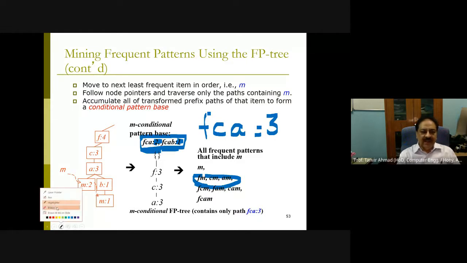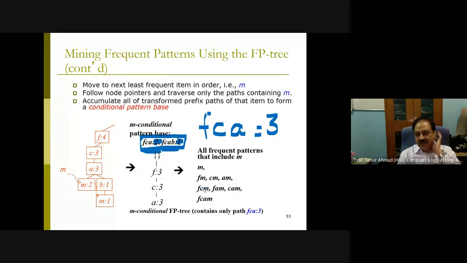उसके बाद आएगा, from here it will give you this one. Then take 2 combinations FCM, FAM and CM. ये आएगा. पहले सिंगल के साथ M लगाओ, फिर दो के साथ M लगाओ, फिर तीनों के साथ M लगाओ, ये आएगा. तीनों के साथ ये M लगेगा.